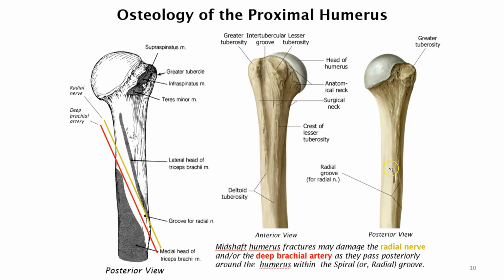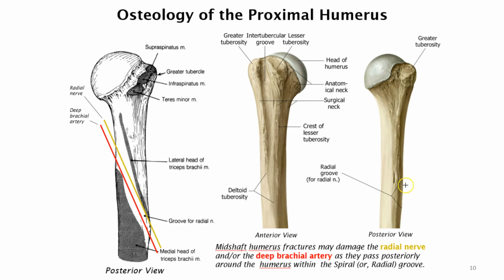Further distally, we have a structure called the radial groove, that's also known as the spiral groove. Within this radial or spiral groove is another neurovascular bundle. You have the deep brachial artery, which comes off the brachial artery. This will all make much more sense once we take a look at the entire structure. And the radial nerve, which we see in the axilla coming off the brachial plexus as a terminal branch. Radial nerve and deep brachial artery course roughly in this region.